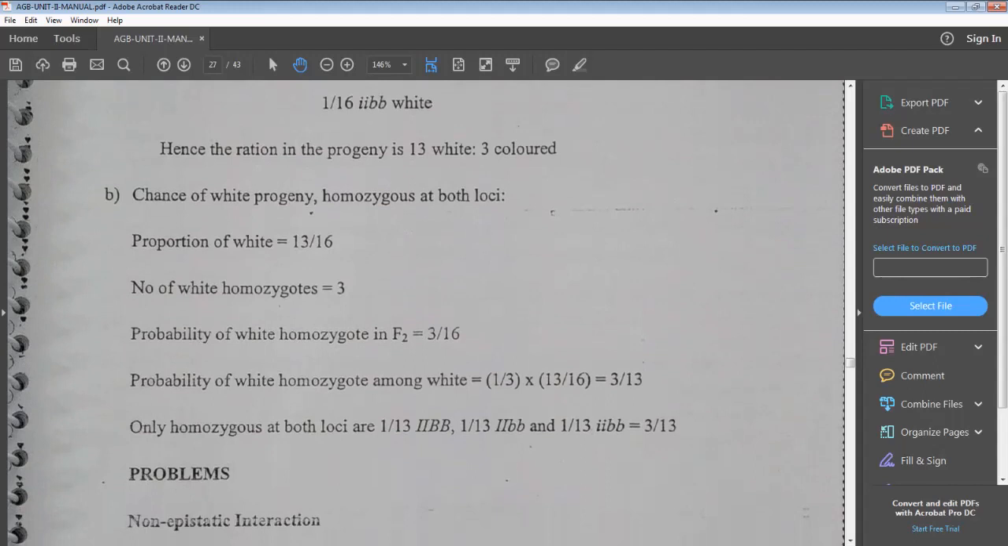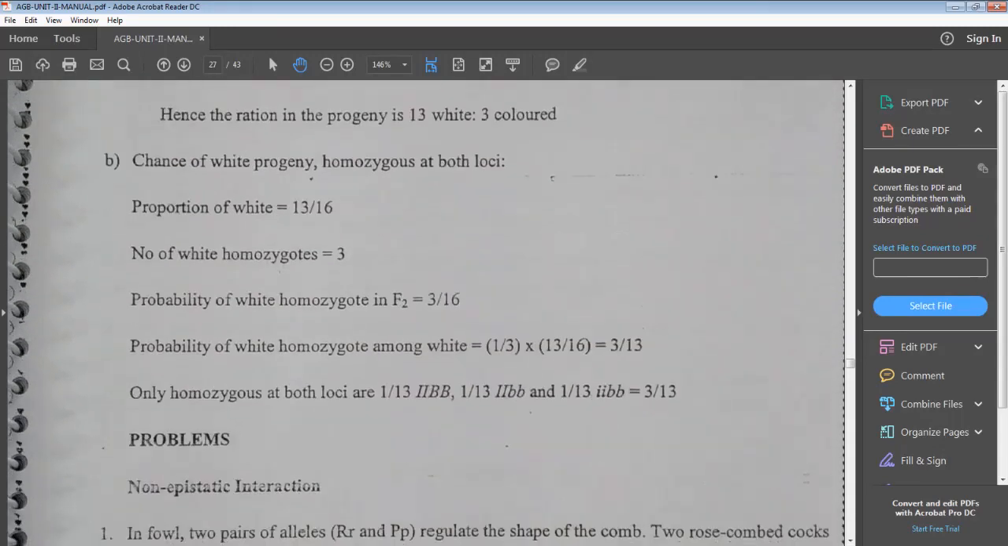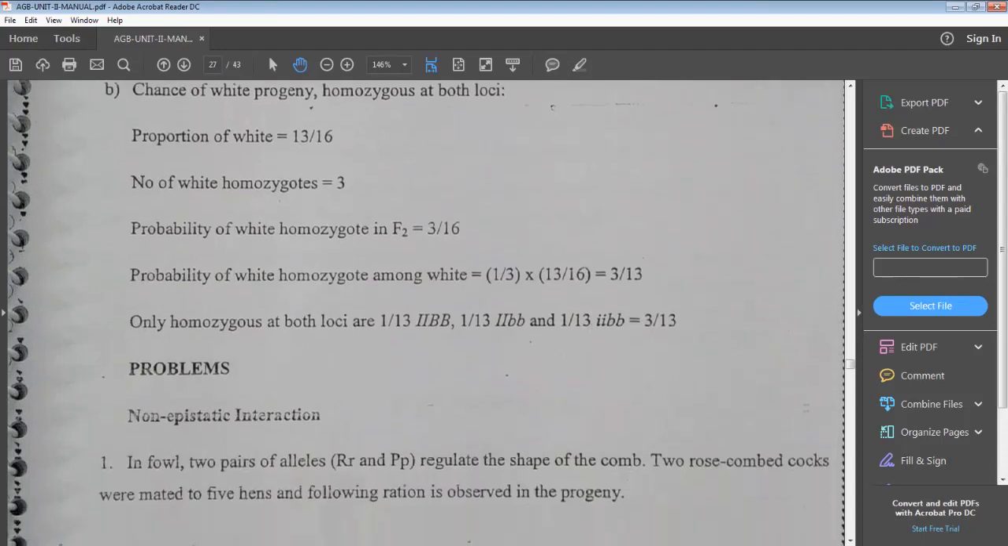Number of white homozygotes: one will be here, one will be here, and one will be here. So in total we will have 3 white homozygotes. The rest will be heterozygotes. Probability of white homozygote in F2: the number of homozygotes is 3, so the probability is 3 by 16. Probability of white homozygous among white: that is 1 by 3 into 13 by 16, that is 3 by 13.